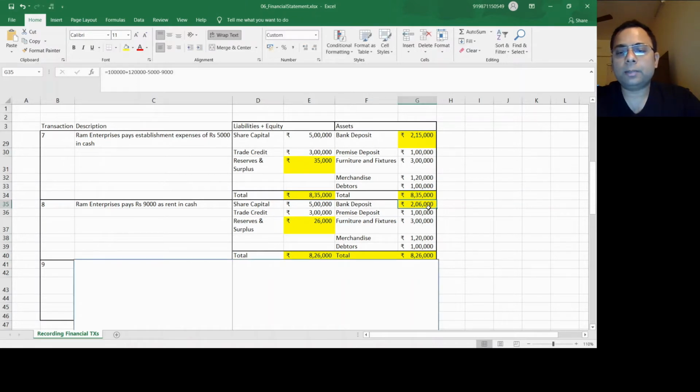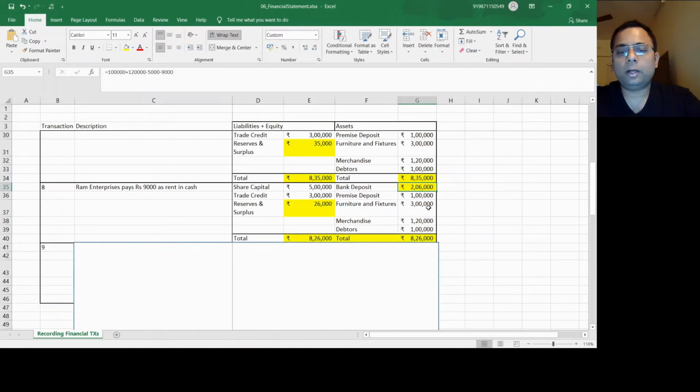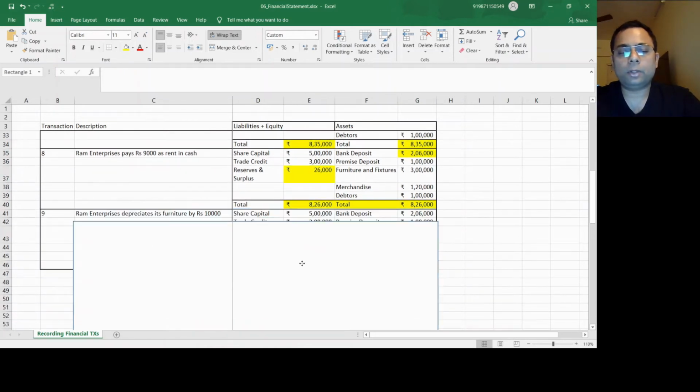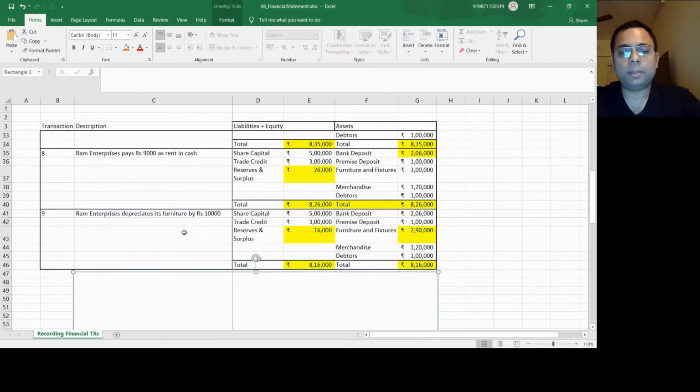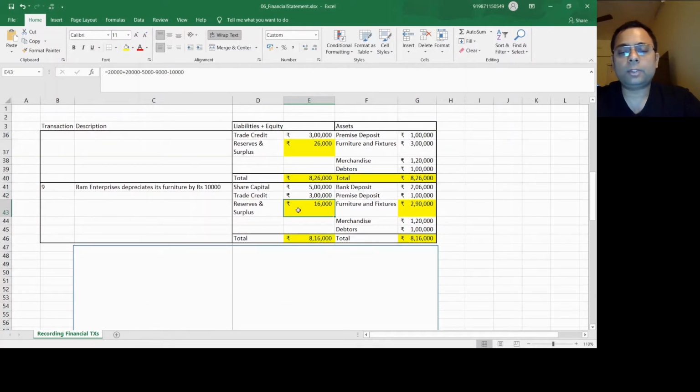So again, this is debited from the bank account, and then the reserves and surplus also reduce by 9,000 rupees. And the last transaction is another depreciation of the furniture. So here the furniture gets depreciated by 10,000 rupees, and thus the reserves and surplus also go down by 10,000 rupees. So it becomes 16,000. At the end of all these transactions, the balance sheet goes to 8 lakh 16,000 rupees here.